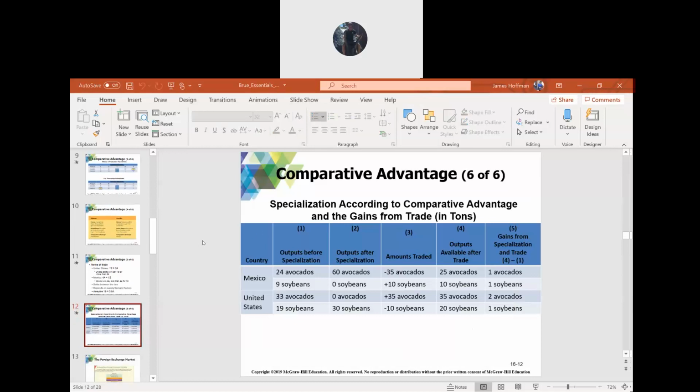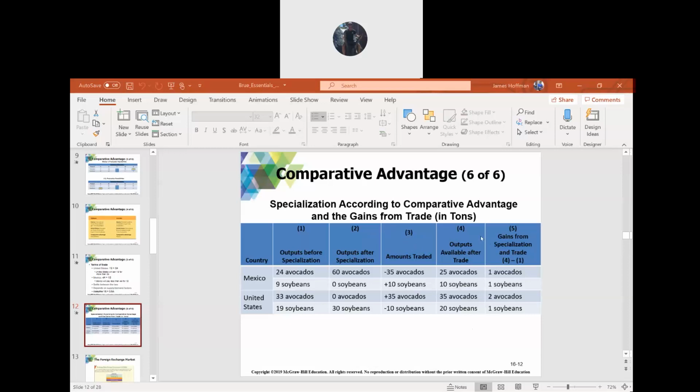Okay, so in the examples we're going to go through, we're going to make this chart, and we'll start from scratch. You'll get the idea once you do it 2 or 3 times. Okay, so we're going to determine what the countries' outputs are before specialization and trade. Column 1, then column 2, we'll decide which country should specialize in what and show those outputs. We'll show what they're going to trade. Okay, that'll be determined by the question, and then we'll see what their outputs are after they specialize and trade.